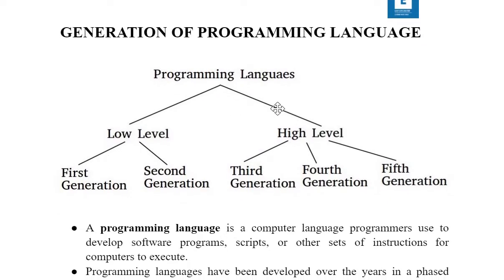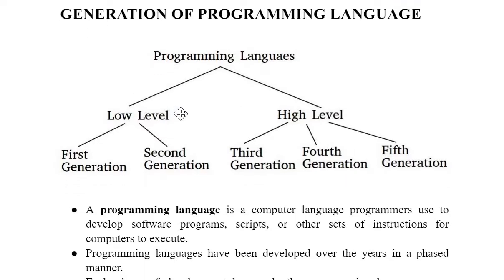Coming to this tree diagram, you can see programming language can be divided into two parts, that is low level language and high level language. Low level languages are closer to the machine, so they are machine dependent, and high level languages are closer to human beings, so they are human dependent. It means that low level language is easily understandable by machine, whereas it is very hard for humans to understand. High level languages are very hard for machines to understand, but they are user friendly, friendly to the user or human being.